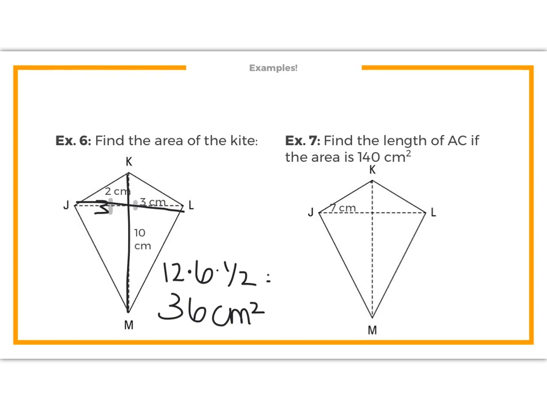I'm asked to find this length. It says AC. I put the wrong letters in. If the area is 140. Okay, so it's going to be 140 equals a half times 14 times x. 140 divided by 14 times 2, I'm left with 20.